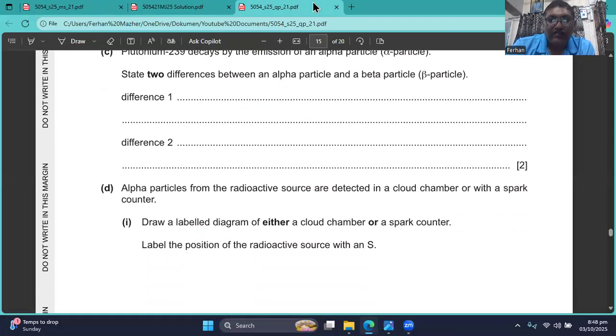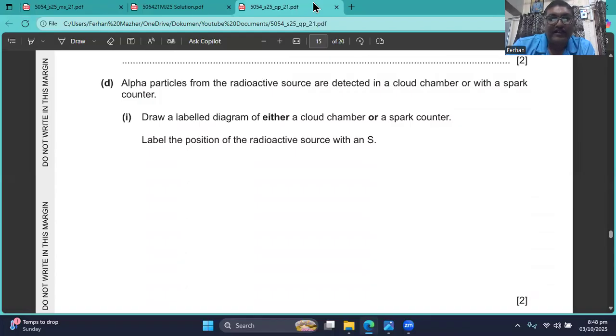Okay, we are going to the question number 8, and it's the D part. He says alpha particles from the radioactive source are detected in a cloud chamber or with a spark counter. Draw a labeled diagram of either a cloud chamber or a spark counter. Label the position of the radioactive source with an S.